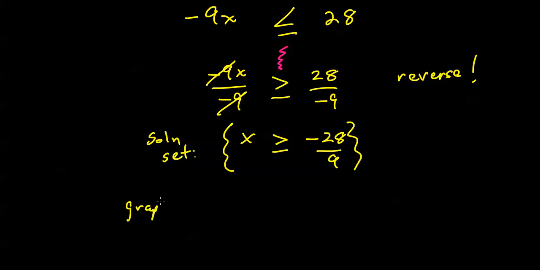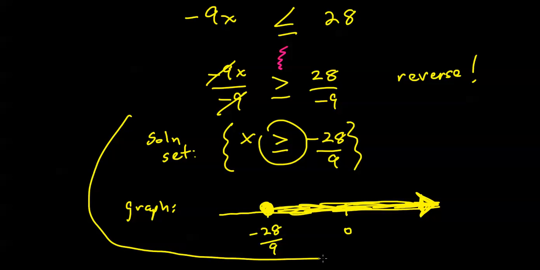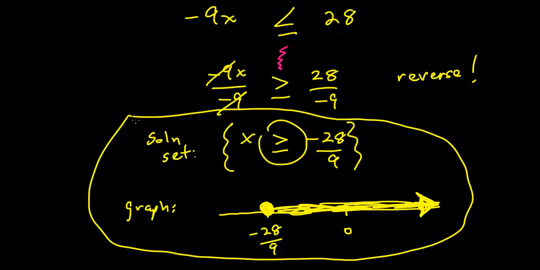And finally, a graph of this solution set would look like something like this. Well, any negative number is left of 0. So I'll draw 0 as a milestone and negative 28 ninths somewhere left of 0. And greater than means to the right of. And equality means the boundary value is included. So I draw a closed-in circle at minus 28 ninths, indicating the boundary. And shade in everything to the right all the way up to positive infinity. Solution set and number line graph of solution set.